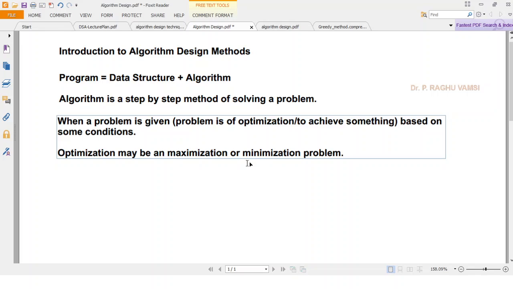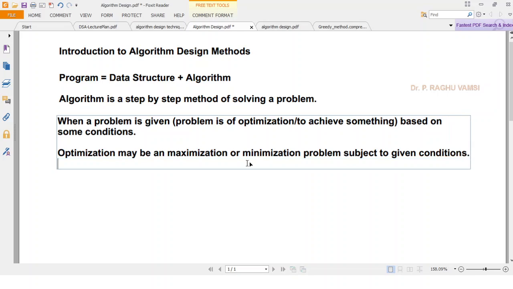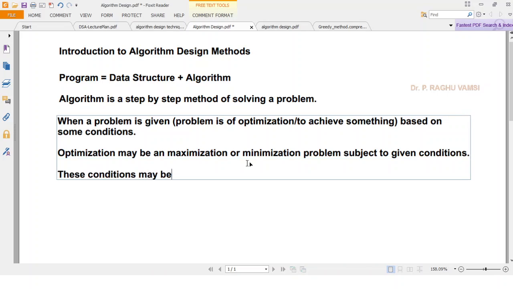So optimization may be a maximization or minimization problem subject to given conditions. These conditions may be local conditions or global conditions or both. That means there may be a local condition or maybe a global condition.